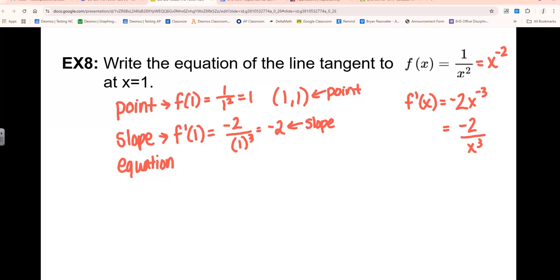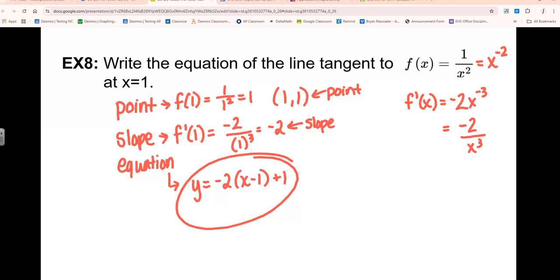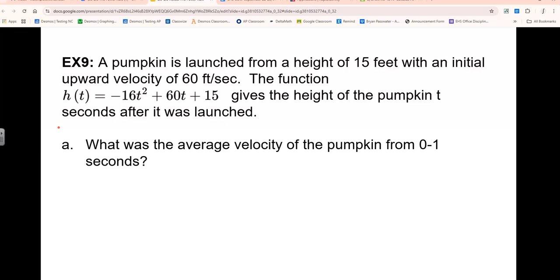And now I just need to write my equation, which is going to be y equals slope of negative 2, point is (1, 1), so negative 2 times x minus 1, plus 1. There's my answer. So those tangent line problems, they still say point, slope, and equation, but it's so much easier because you don't have to do the limit definition of a derivative for that. Okay, questions there? Okay.